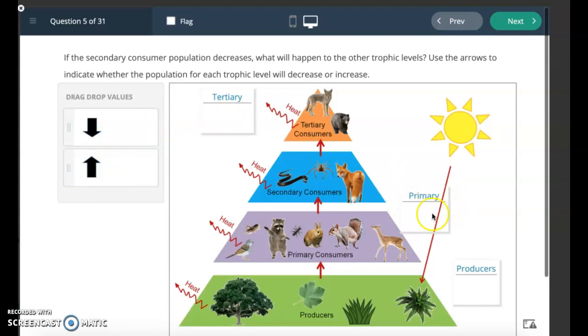Then look at the primary consumer trophic level. Again, you're going to drag increase or decrease over to that box. And then looking at the producer's trophic level. Is that going to increase or decrease? And then just drag it over.